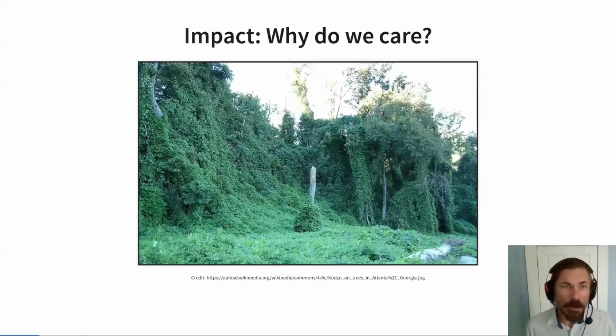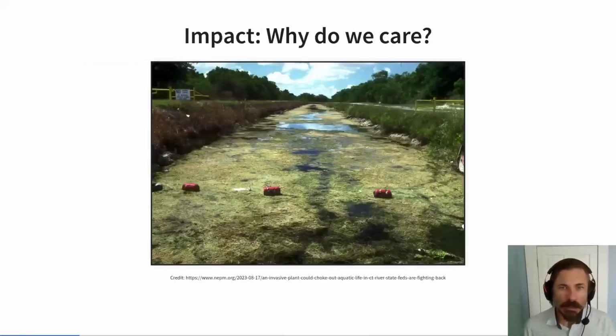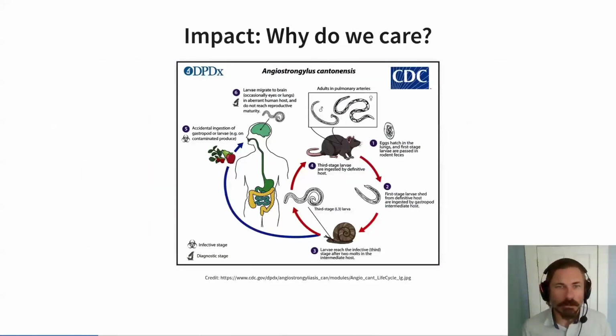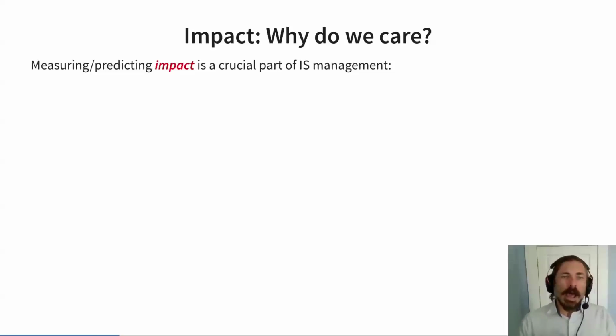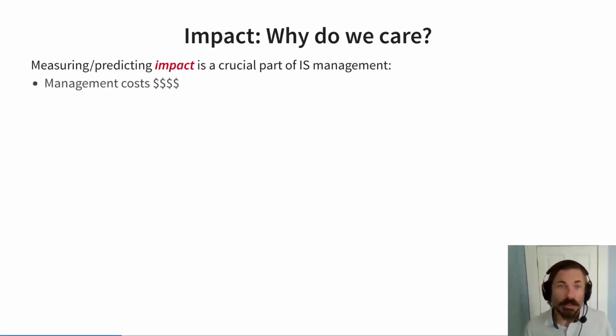So why do we care about this from an invasive species management perspective? About the ecological, the economic, the geo or hydrological, the epidemiological impact of invasive species. And I want to just assert that measuring and predicting the impact of invasive species is actually a crucial part of invasive species management. And the main reason for this is because this is where all of the oomph comes from, where the motivation comes from, where the money comes from.